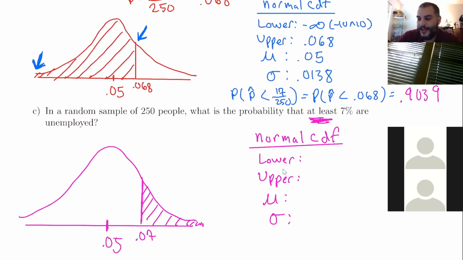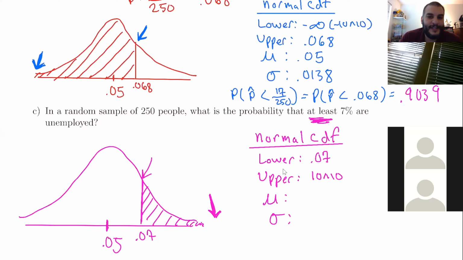So the lower is the lowest possible value that we have. And that value is 0.07. So that's the cutoff that we have for the lower bound. Then we have to look at the upper bound, the highest values that we have shaded. If you look at it, we don't actually have a cutoff. You keep going and going. So we're going to just assume we keep going to positive infinity, so we're going to say 10 to the 10 power.